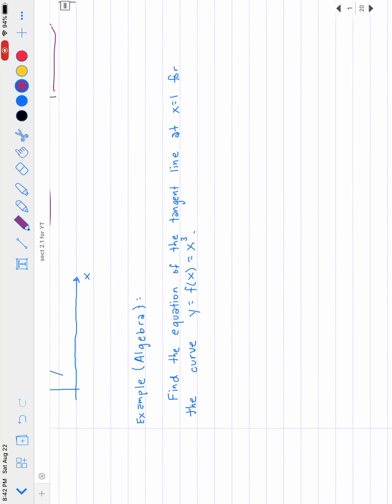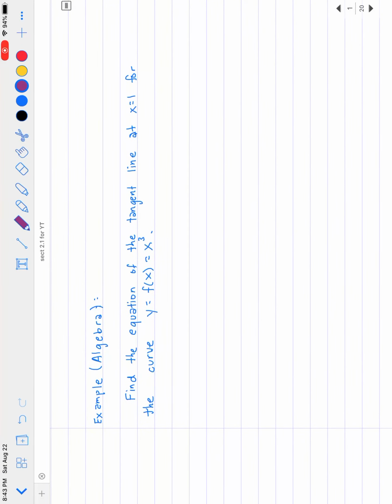So here is an example of a problem that we might encounter. It says: find the equation of the tangent line at x equals 1 for the curve y equals f of x, where f of x is x to the third. Let me give you a visual as to what I'm asking for. Here is the graph of y equals x to the third, which is a cubic function. It looks something like this. If I go to 1 over here and draw the point of tangency, I want to find out what this line of tangency is. That's going to be our question.